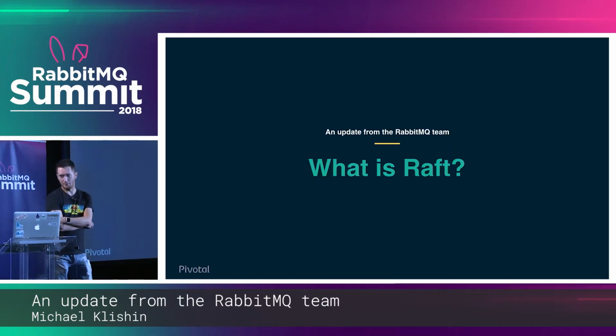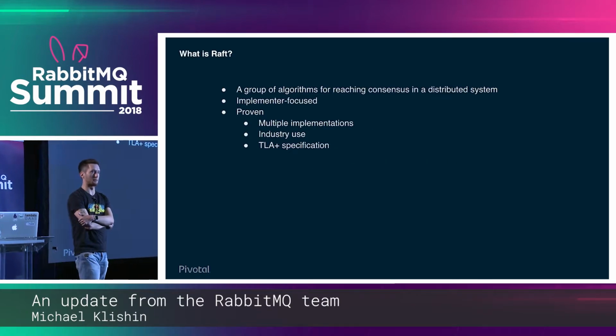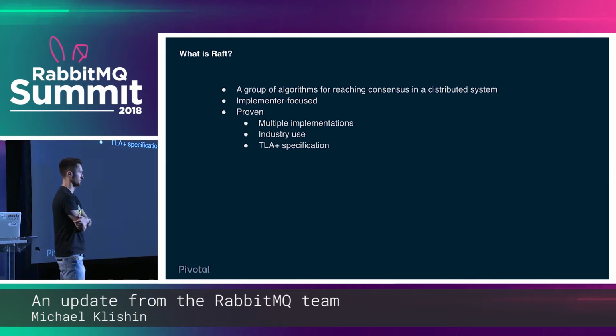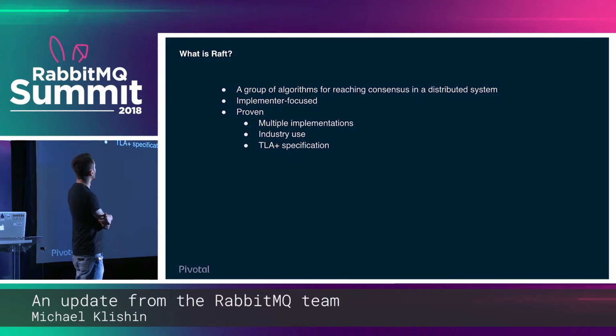So what is Raft? It's a collection of algorithms, not a single thing. Don't compare it to Paxos. It's apples to oranges. Their collective goal is reaching consensus in a distributed system.